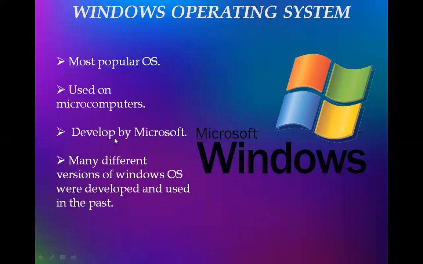The Windows operating system is developed by the Microsoft company, and Microsoft launched many Windows operating systems in the past that were already successful. Versions of the Windows operating system include Windows 95, Windows XP, Windows Vista, Windows 8, and Windows 10. The latest version of the Windows operating system is Windows 10.